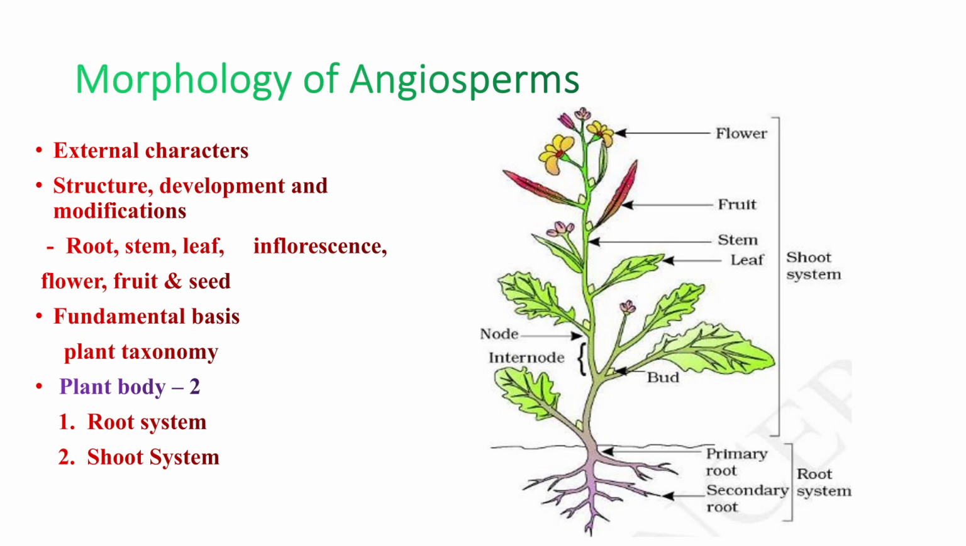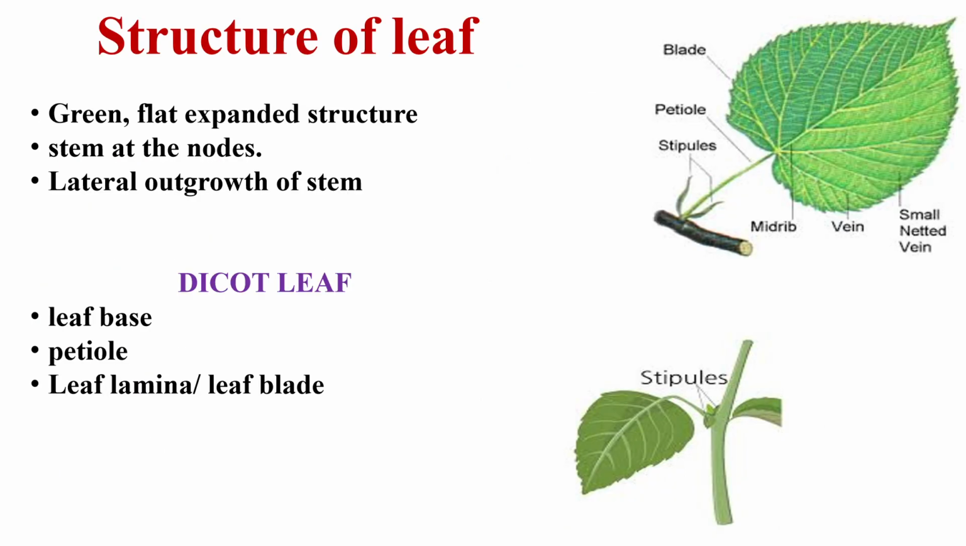The plant body of angiosperm is differentiated into two portions, root system and shoot system. The radicle of the embryo grows and forms the root, and the plumule of the embryo grows and develops the shoot. Now, let us come to our topic, leaf. Leaf is a green, flat, expanded structure. It is produced on the stem at the nodes. It is the lateral outgrowth of the stem.